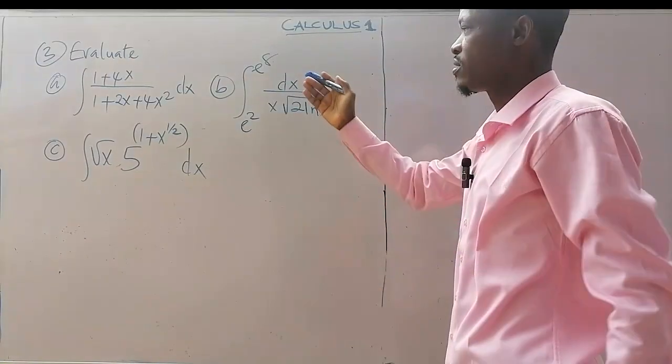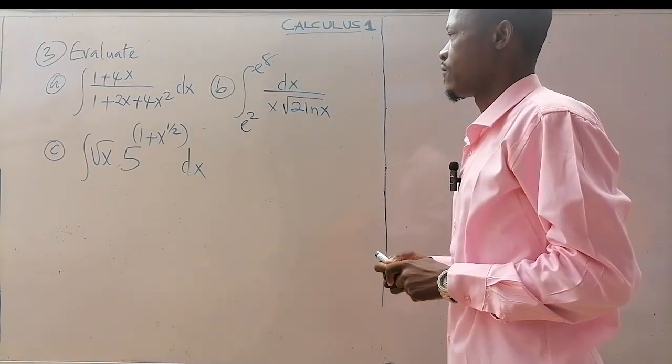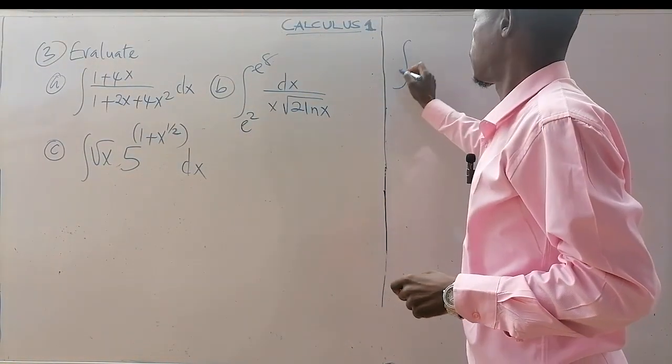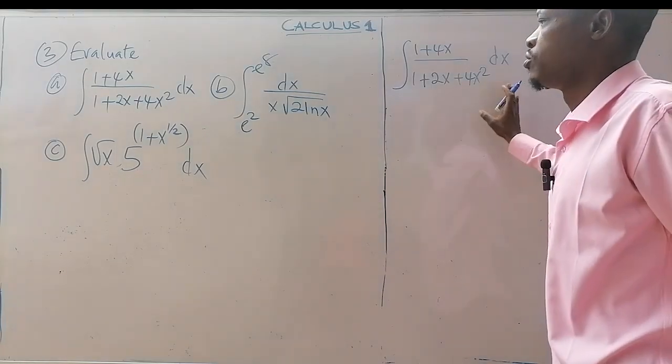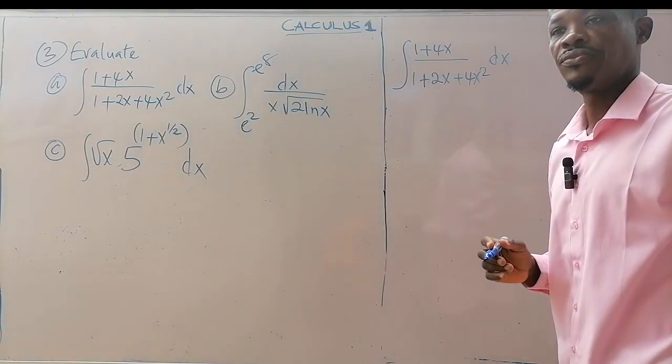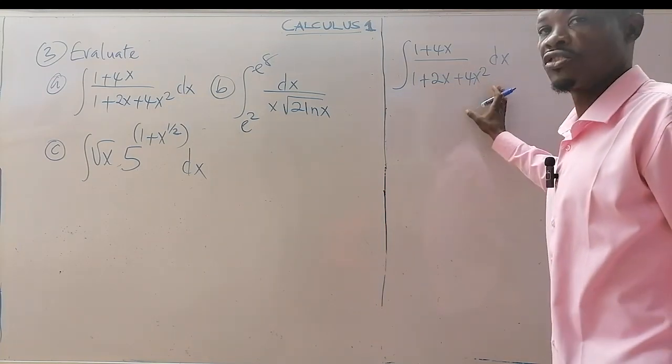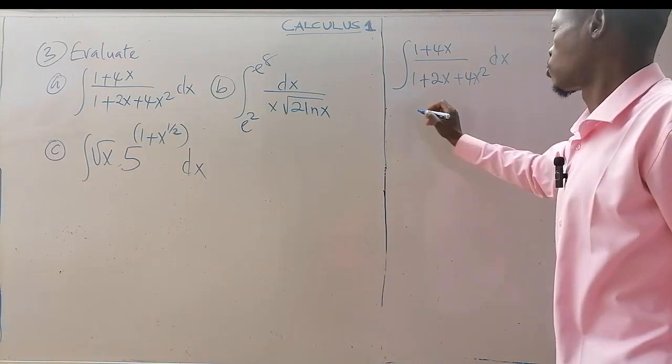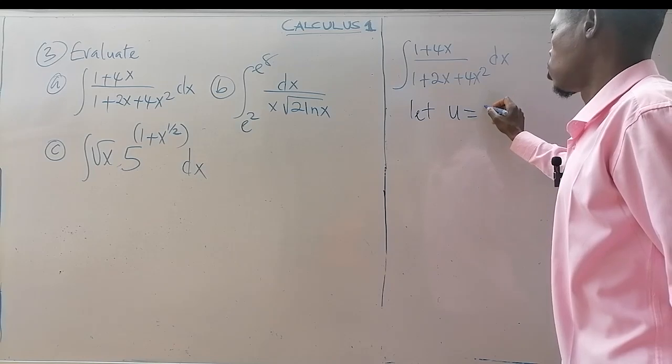Question 3 evaluates the integral. We have the first one, the integral of this. So what we are going to do in this question is to use substitution. Use the substitution method to change your variable. So I'm going to make the denominator equal to u.